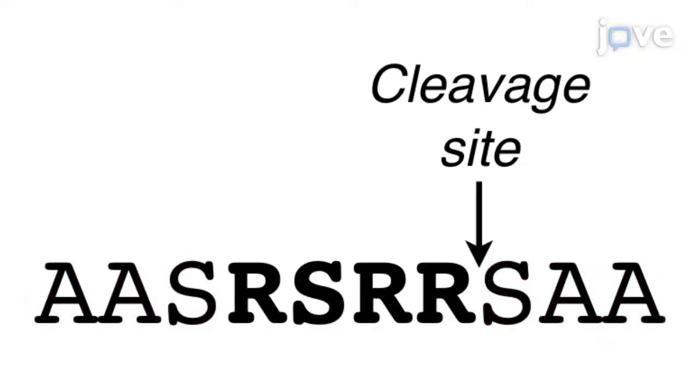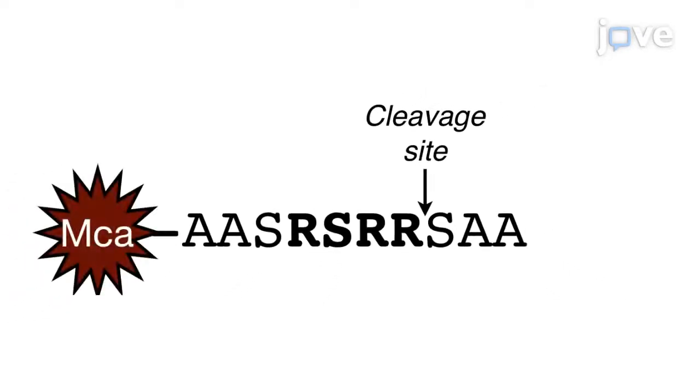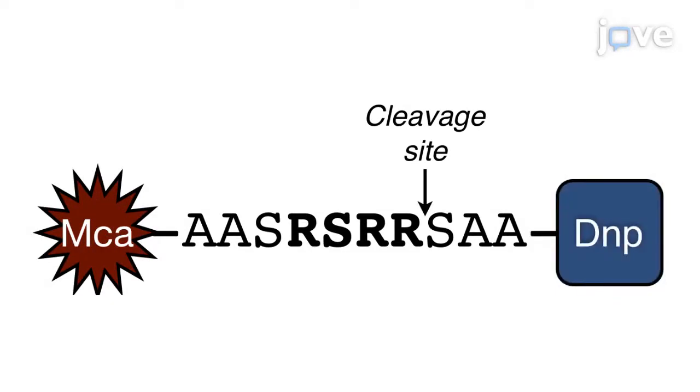When ordering the peptide, modify it with the fluorescence resonance energy transfer, or FRET pair, MCA at the N terminus and DNP at the C terminus.